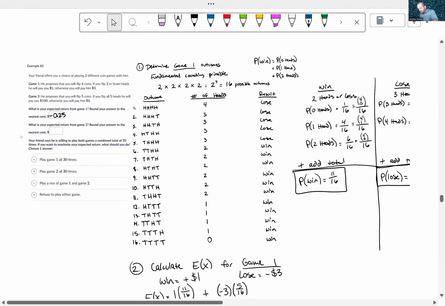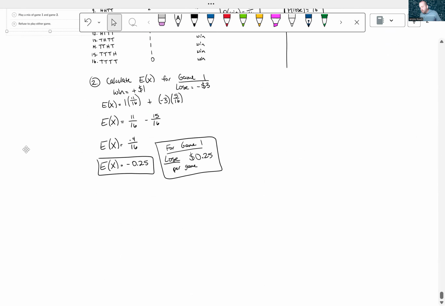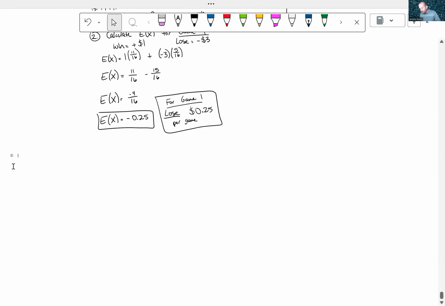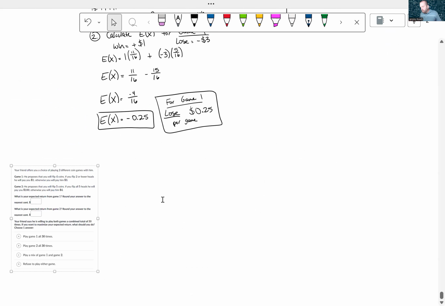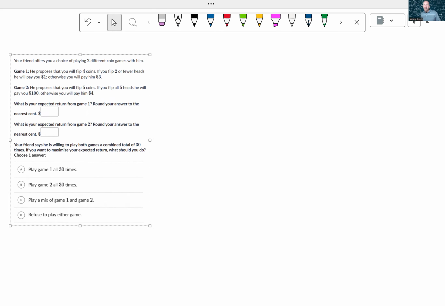Okay, game two, hopefully this goes a little bit faster. So this was all for the game one outcomes. For game two, let me copy this and then we'll scroll down here and paste it so that we don't have to keep going back and forth and we can zoom in a little bit better. For game two, we're going to flip 5 coins. If all 5 of them are heads, we get $100. Otherwise, we have to pay $4. So we're going to determine the game two outcomes.